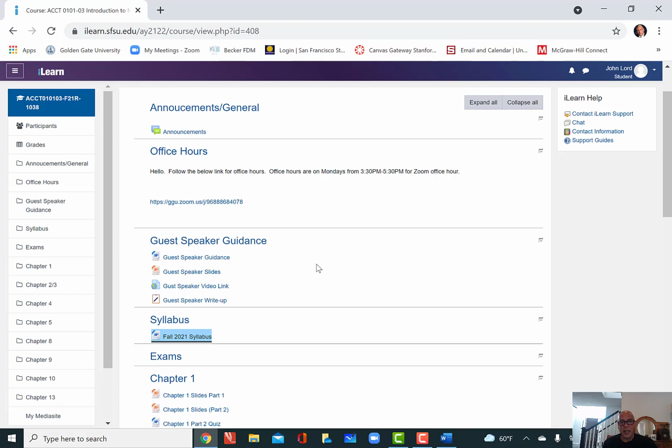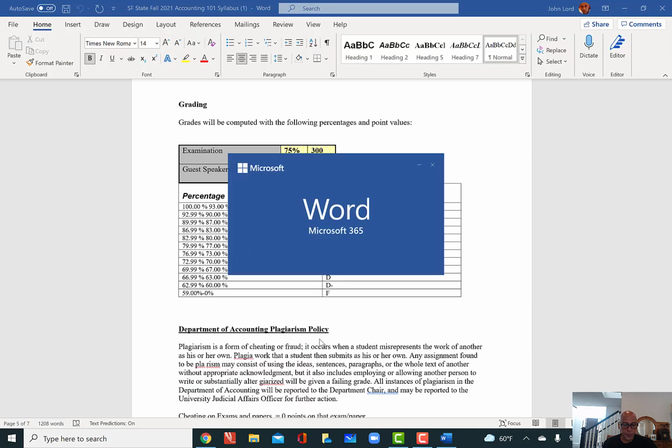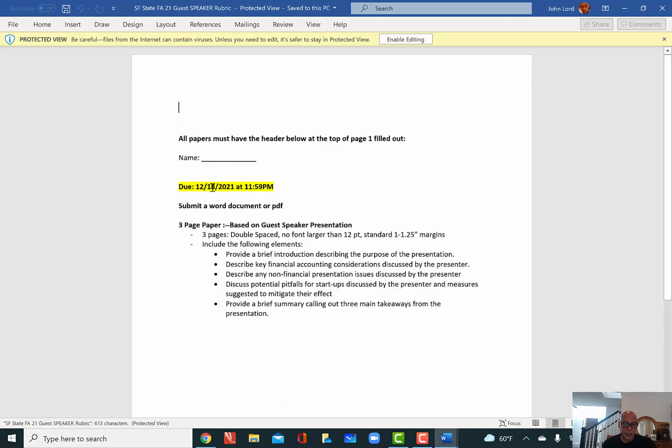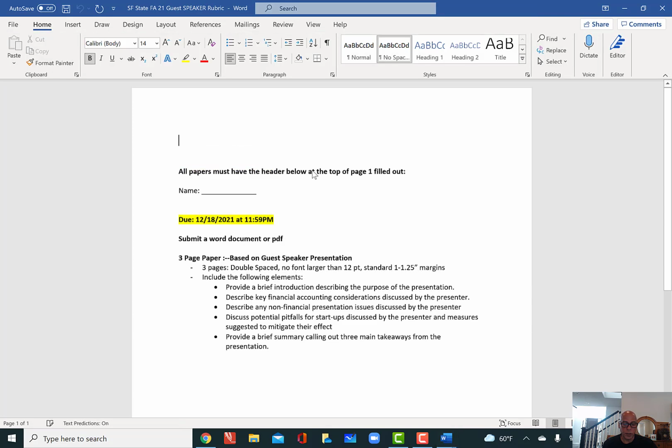You can pretty much do that at any time, but it is due, and let me go ahead and open that up just so we're clear on the due date. It is due by December 18th, 11:59 p.m. Okay, that is at 11 o'clock at night, right? Almost 12 o'clock midnight. You do need to meet that deadline.